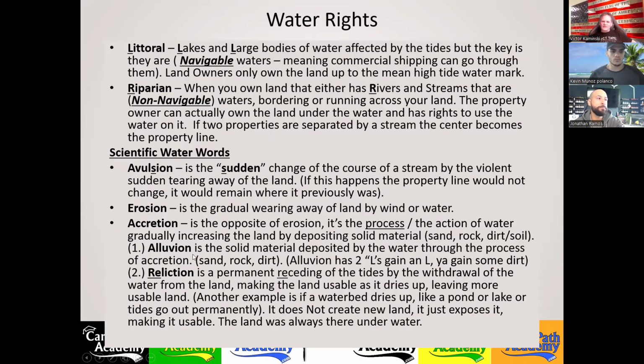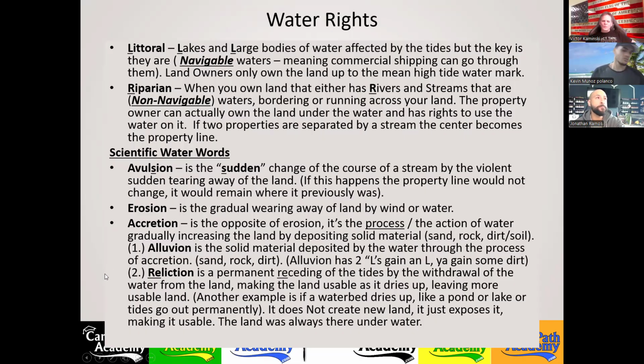So alluvion is what you call that solid material that was deposited by the water. So you gain an L, you gain some dirt. That's the solid material that you've gained. The water deposited that additional dirt, sand, rock through the process of accretion. The process of the water depositing the material is called accretion. The material deposited is called alluvion.